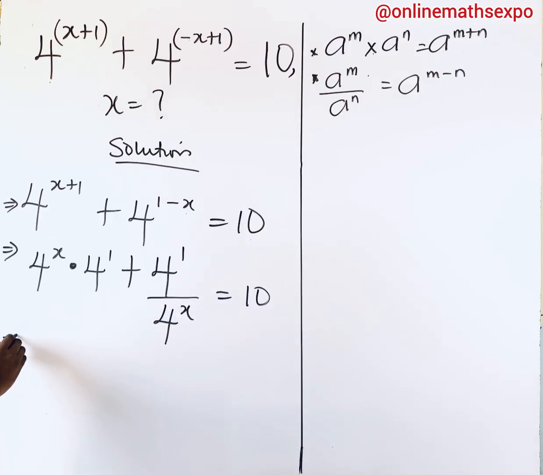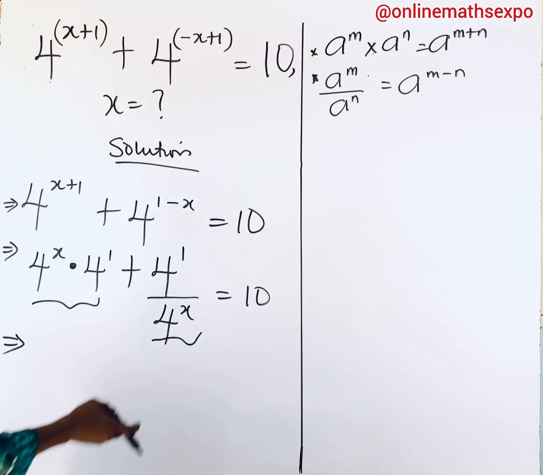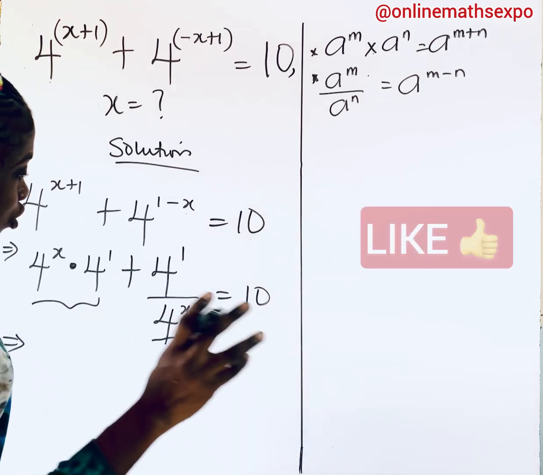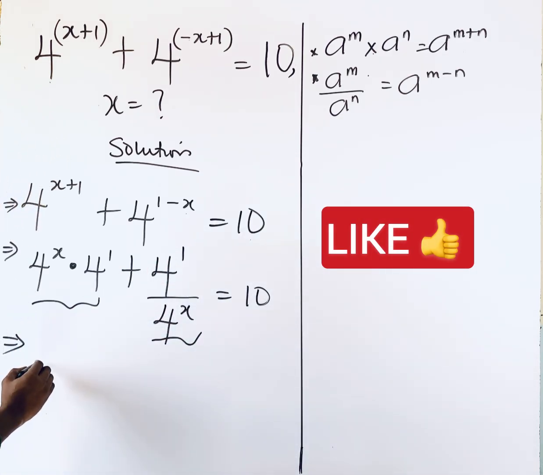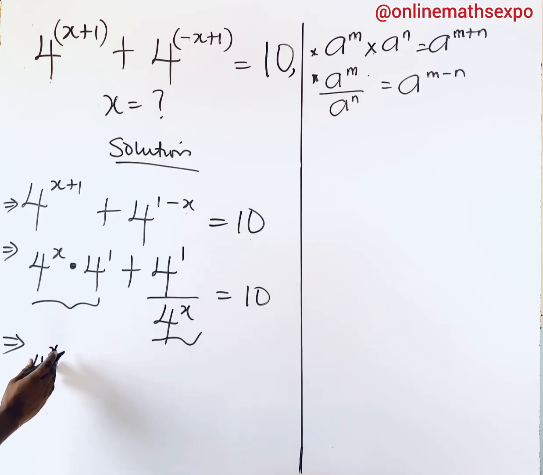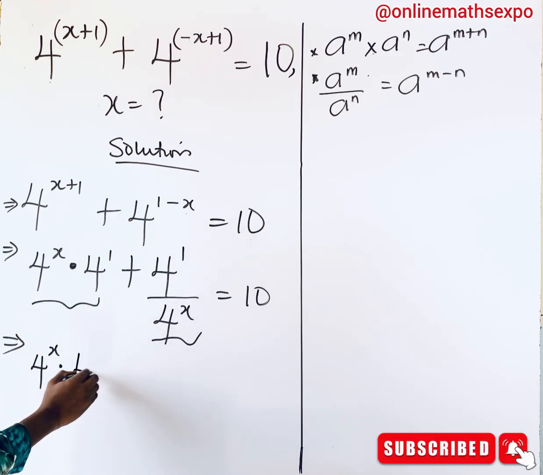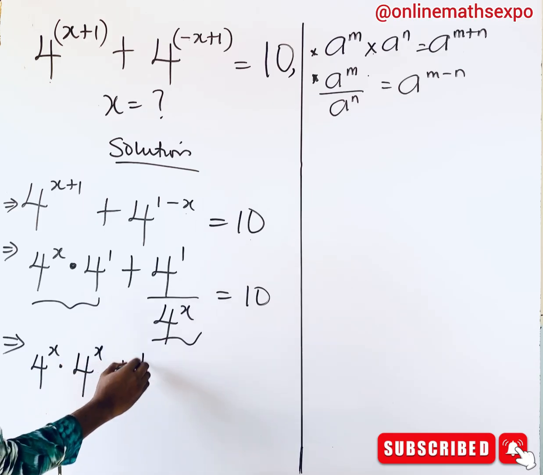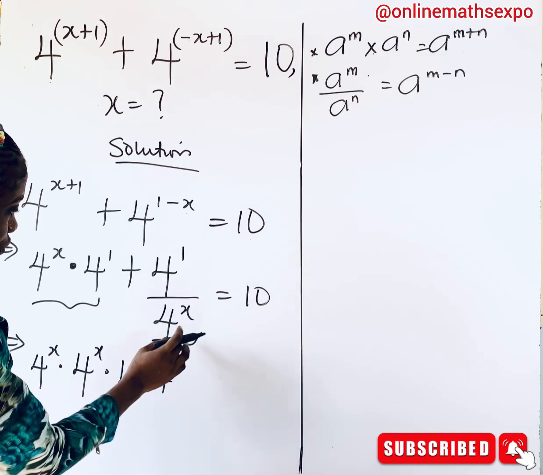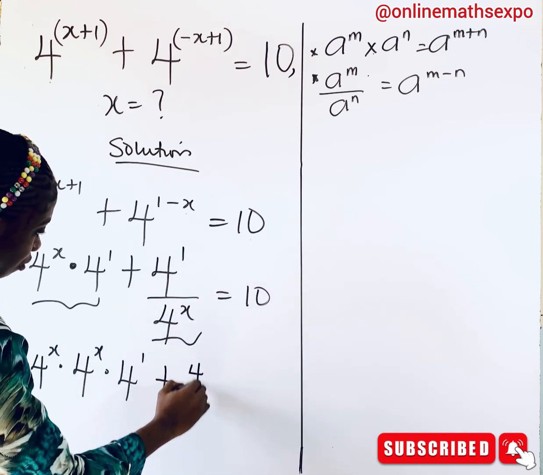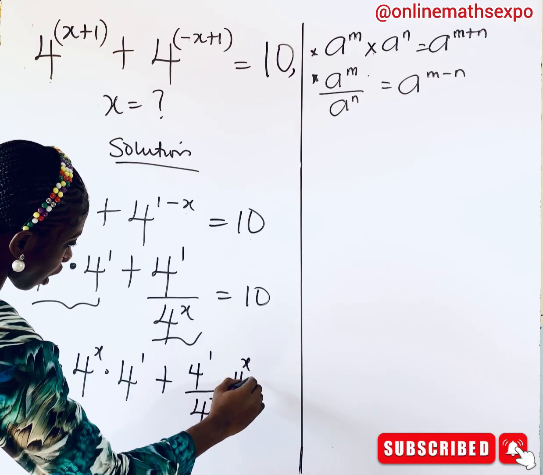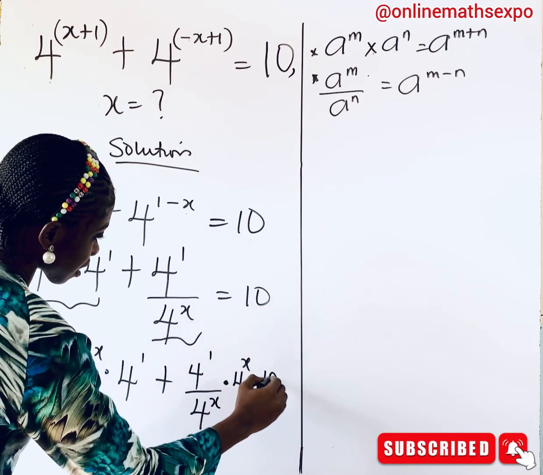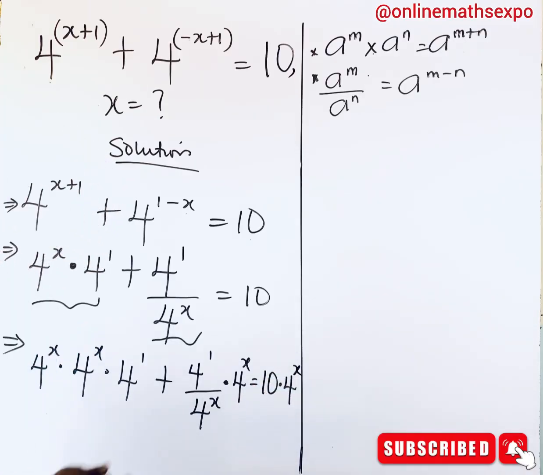So what do you do next? Remember these two are together as well as this. So you have to clear this denominator. And to do that, you need to multiply each one by this denominator. So we do that to have 4 to the power of x. We multiply this. So we have this multiplied by 4 to the power of 1. Then plus, use 4 to the power of x to multiply this. So we have 4 to the power of 1 over 4 to the power of x multiplied by 4 to the power of x. Then also multiply this so that the equation will be balanced. You see what we have there.